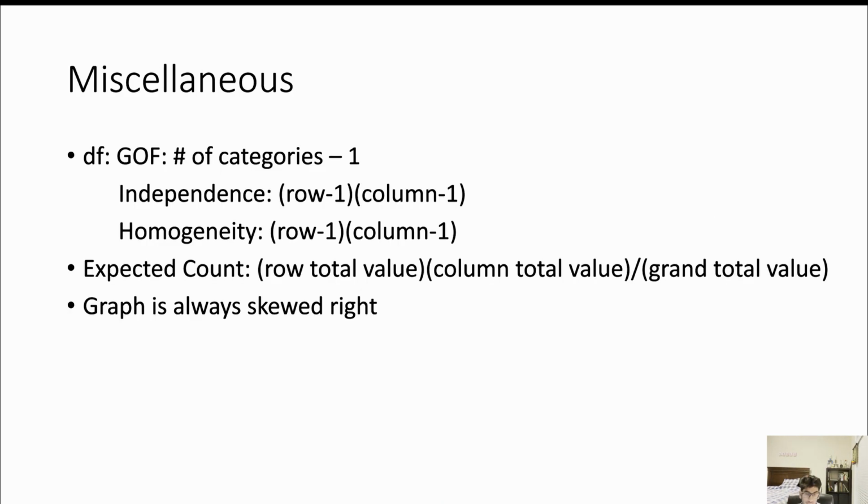Here's some other extra information that may be helpful. So degrees of freedom. If it's a goodness of fit test, it's the number of categories minus 1. So if there are 4 categories, the degrees of freedom is 3. Independence and homogeneity, it's rows minus 1 times columns minus 1. The graph is always skewed right, and pretty sure that's it.